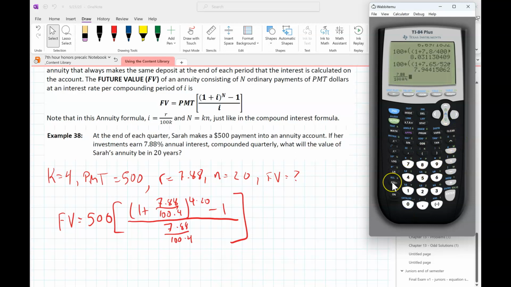And I'm going to store that value, so I'm going to use that STO button right above the on into, say, the letter I, because it's the same letter that's in my formula. So I'm going to save that so I can use it later.